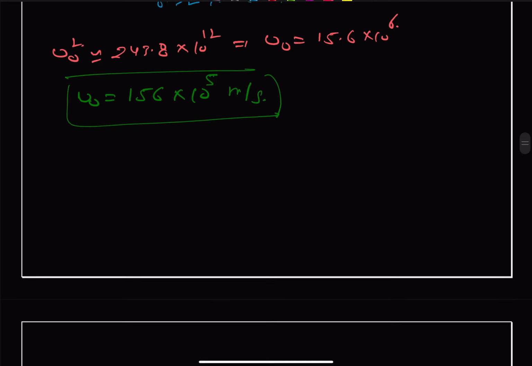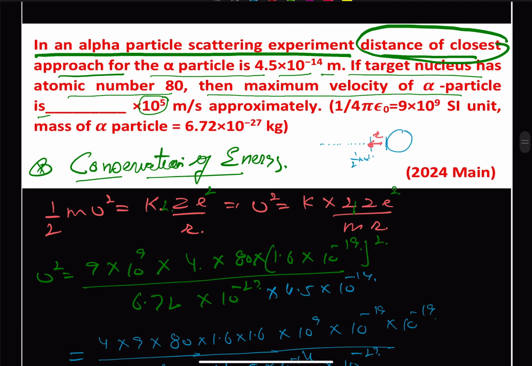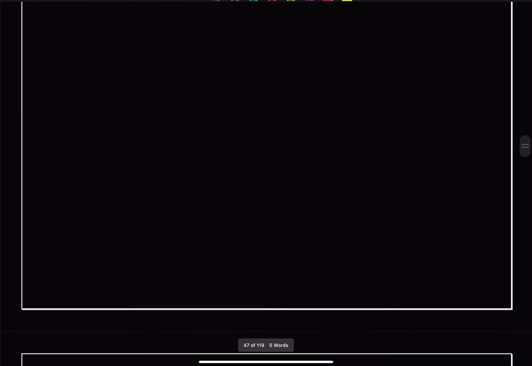So if you compare with the given, which says dash into 10 raised to the power 5, our value of dash will be equal to 156. So we get this value over 156. Next question.